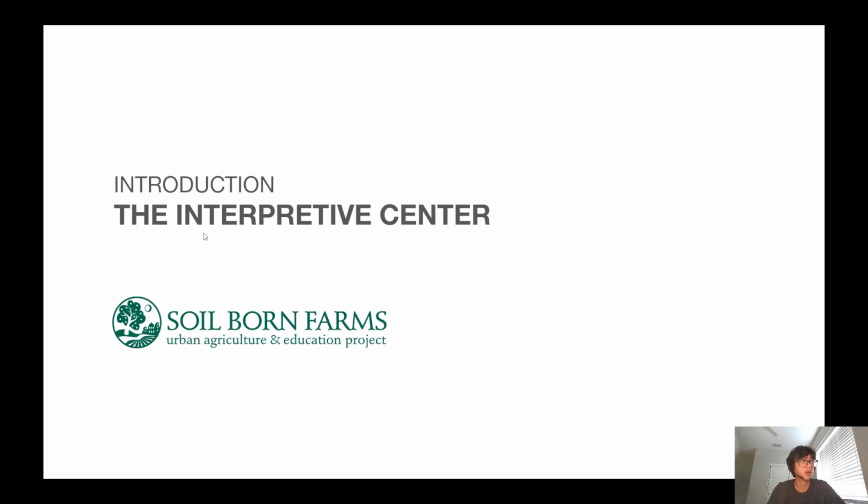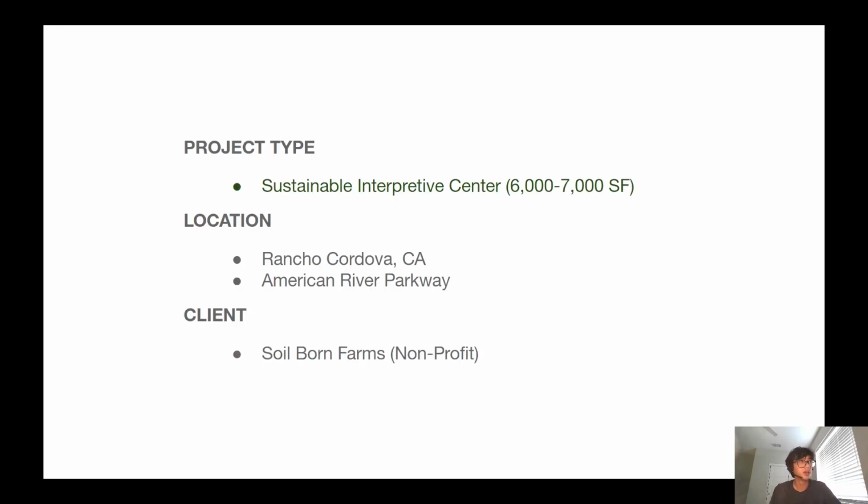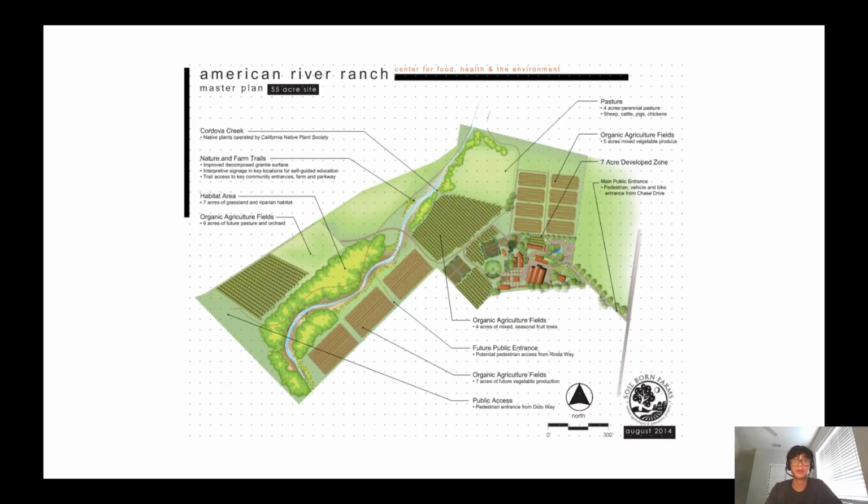All right, so what I'm going to do next is introduce the Interpretive Center as a project, and we'll be working through this throughout the series. This project type is a sustainable interpretive center, about 6,000 to 7,000 feet. It is located in Rancho Cordova, California, along the American River Parkway, and the client is Soil-Born Farms, which is a nonprofit urban agricultural farm whose focus is to reach people who traditionally don't have an education in agricultural practices, things like sustainable living, farming, and helping them learn.